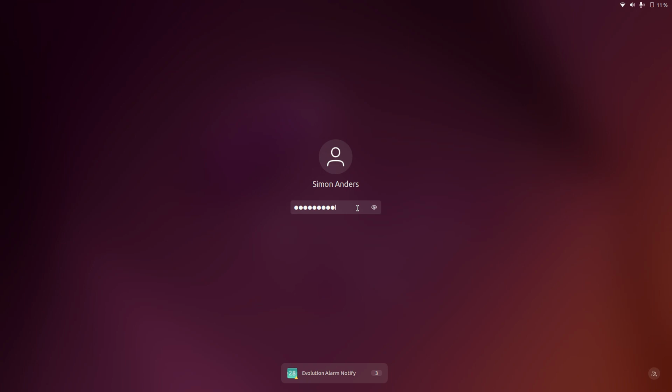And I mistyped my password. Now it doesn't let me in again.